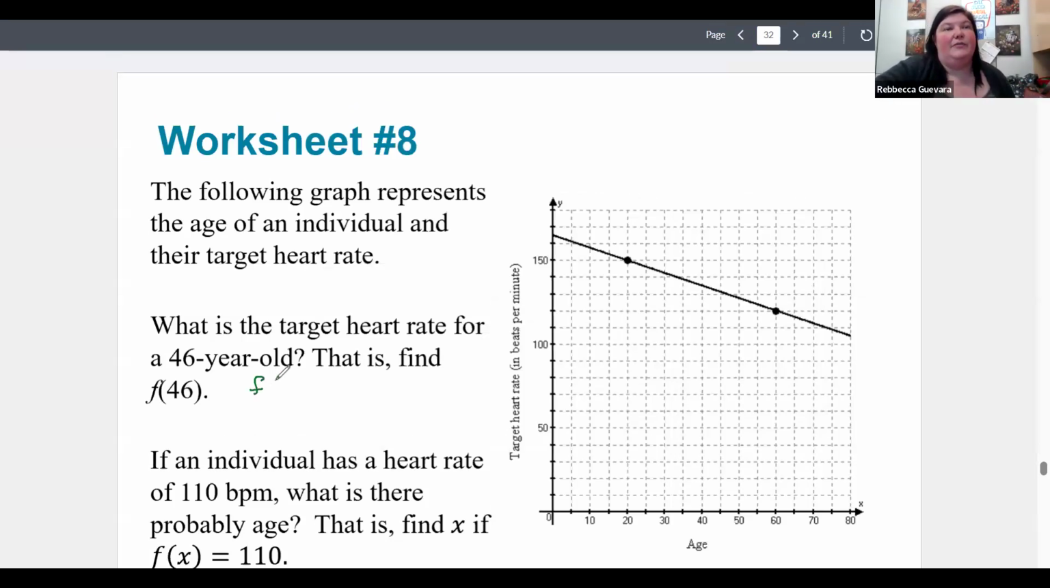So here we want f of 46. So we know that x is 46. So we get as close as we can to 46. It should be about here. So help me out, I'm going to use little arrows here. I hit about here on the graph, which means we hit about here. So 100, 110, 120, 130. That means f of x is going to be approximately 130 beats per minute.